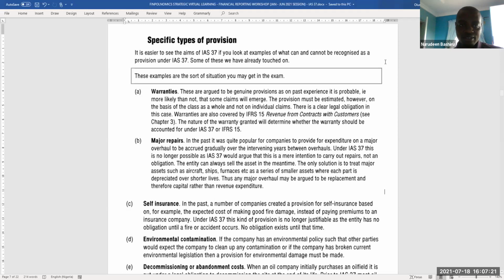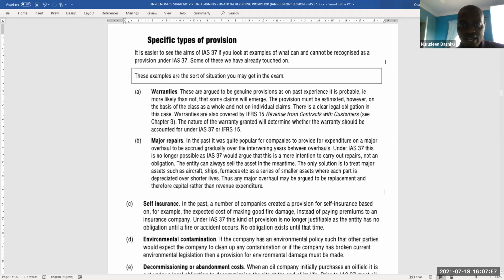And likewise in practice. A, warranties. These are argued to be the genuine provision as on past experience. It is probable, i.e., more likely than not, that some claims will emerge. The provision must be estimated, however, on the basis of the class as a whole and not on individual claims. There is a clear legal obligation in this case.